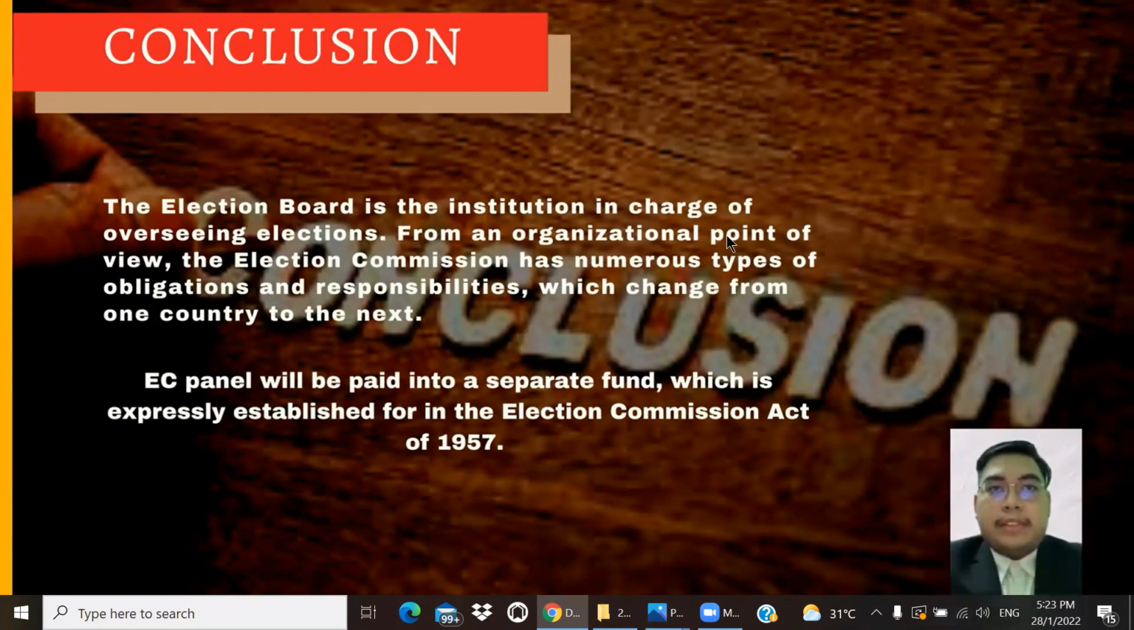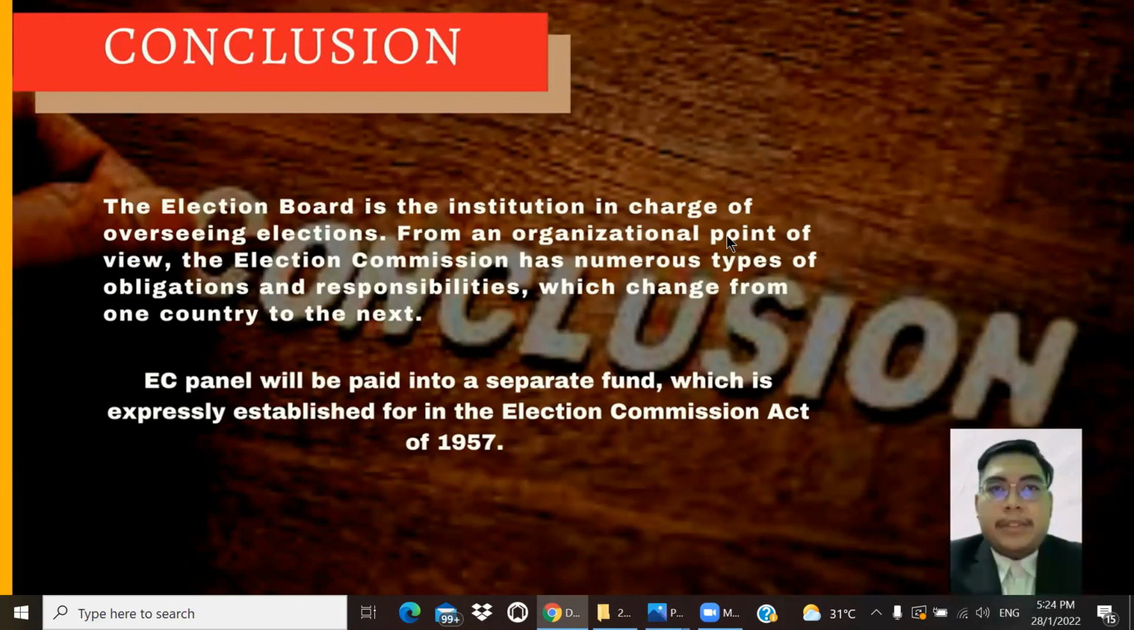From an organizational point of view, the Election Commission has numerous types of obligations and responsibilities which change from one country to the next. For the electoral management body to be able to exercise its power freely and equally, it must be free from legal constraints, including the freedom to act and make decisions in connection with the roles and obligations that have been assigned to it. All concerns pertaining to the performance of functions are under the jurisdiction of the EC.